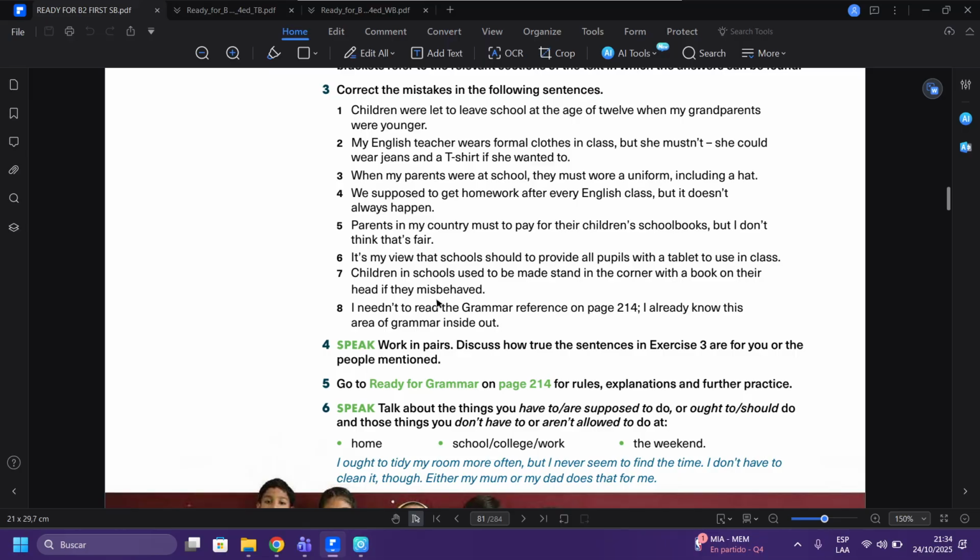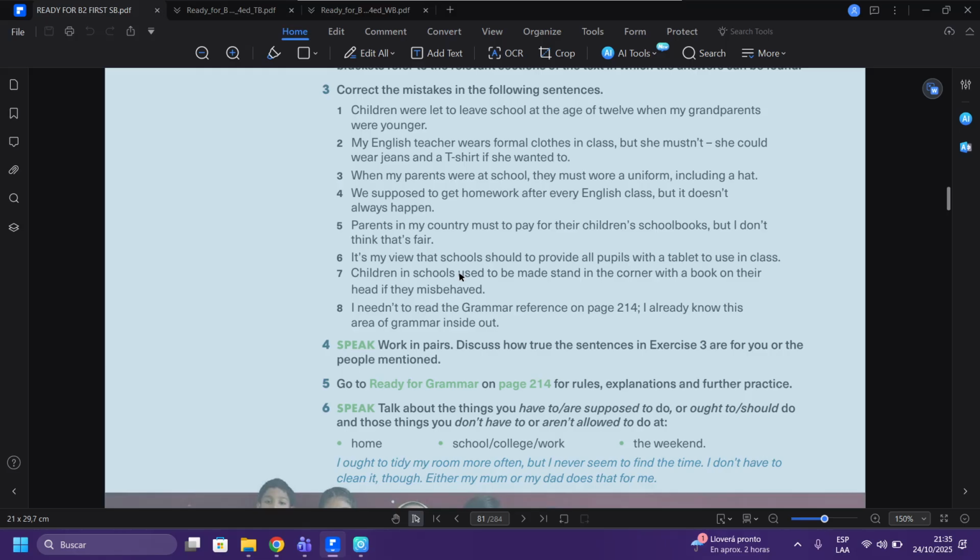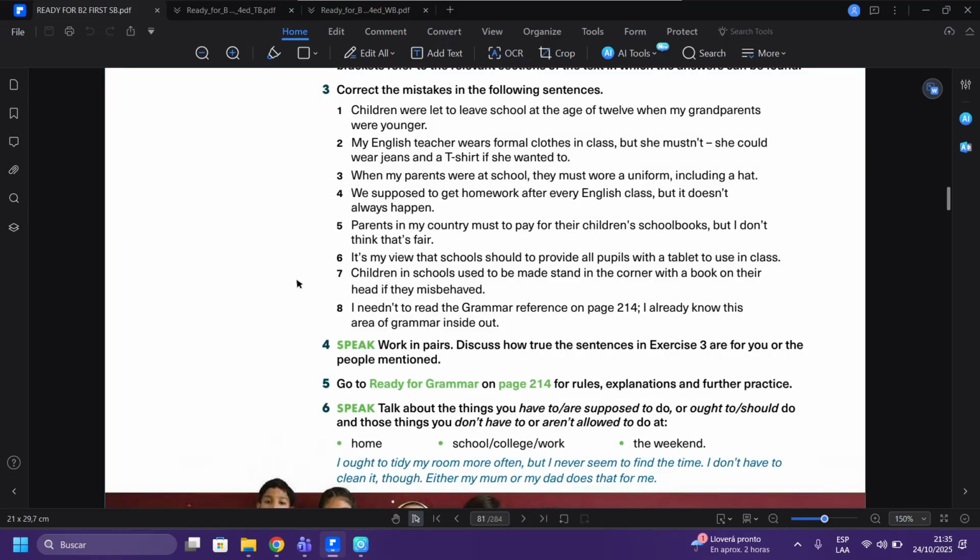Children in schools used to be made stand in the corner with a book on their head if they misbehaved. What do you think is the mistake here? The mistake is here. Used to. Children in school were made. It could be were made. Yes. Were made stand in the corner.